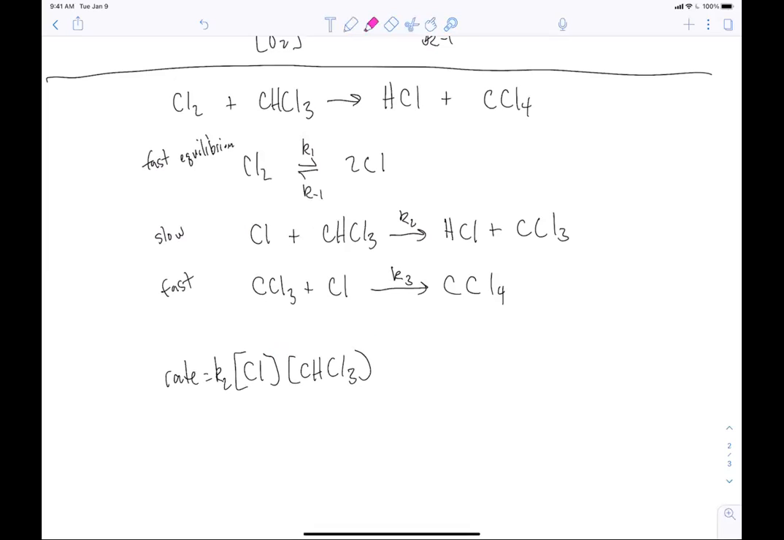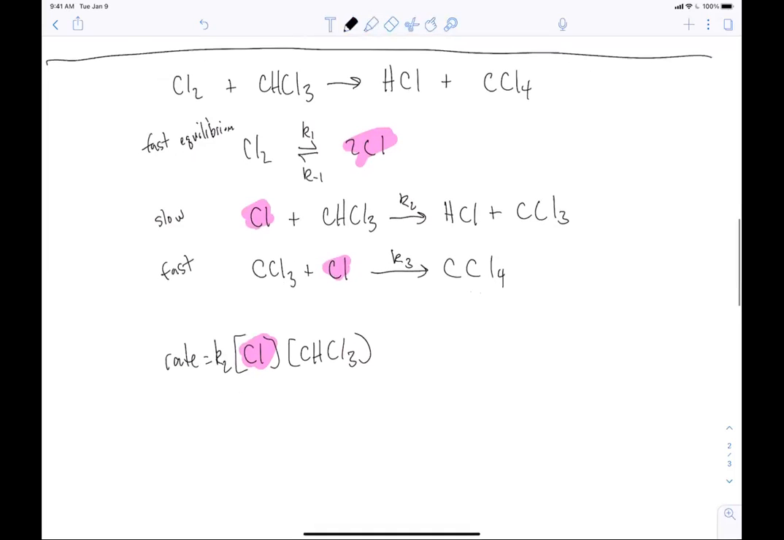But we have the same problem that we had in the last one. If we look up here at our rate law, we see CHCl3, that's fine, that's one of our reactants. But then we see this Cl here, and that does not appear in the products or the reactants. It's just an intermediate, and so we need to fix that. We just do the exact same thing that we just did.